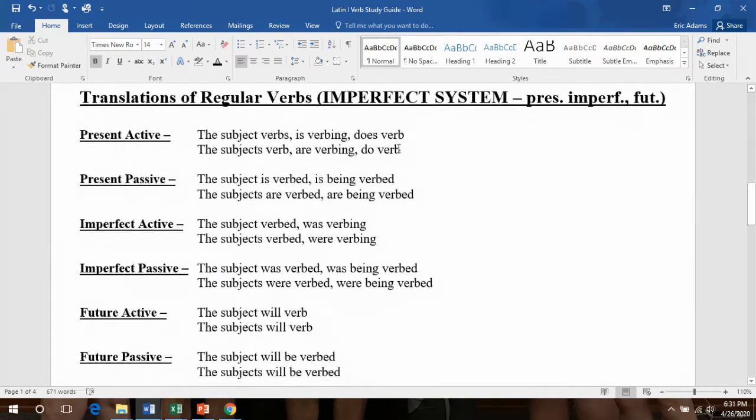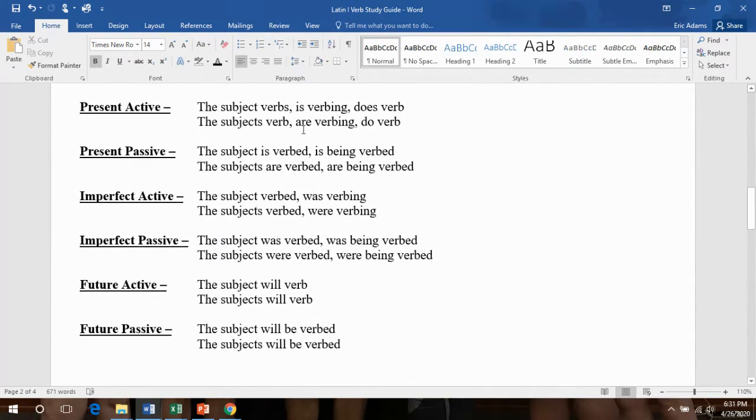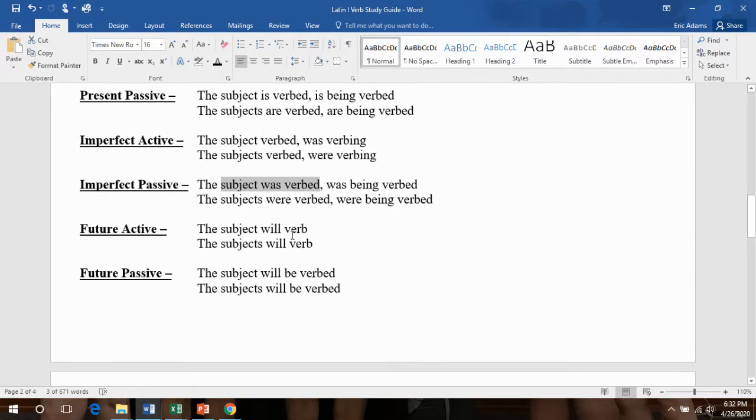Please note how you then translate the verbs. It would be the subject verbs, is verbing, does verb, or the subjects verb, are verbing, do verb, and so forth and so on. You can see the translation. Imperfect, remember, is going to be that it happens in the past but was not completed: was verbing as you express it, or was verbed, or being verbed, if you would like. And then, of course, for the future, will verb and will be verbed.